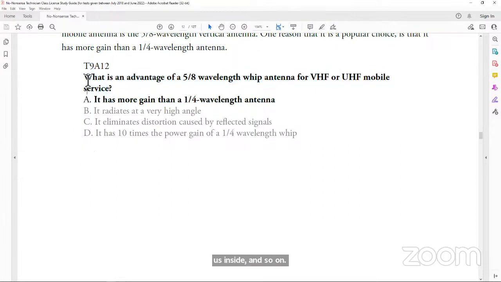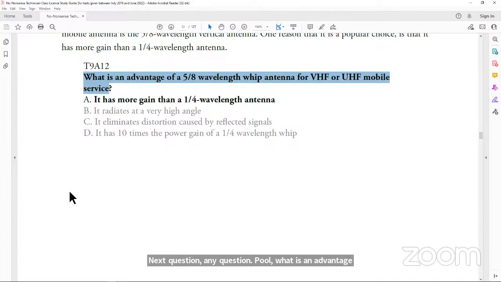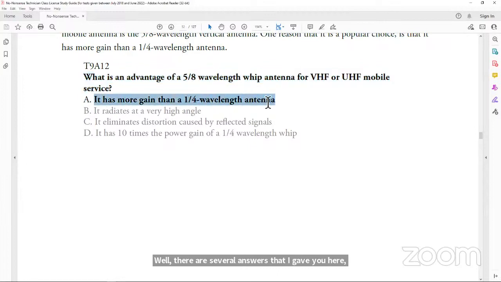Next question in the question pool. What is an advantage of a 5/8 wavelength whip antenna for VHF or UHF mobile service? Well, there are several answers that I gave you here, but we had learned that it works better than a quarter wavelength antenna. So it has more gain than a quarter wavelength antenna. That's the correct answer.